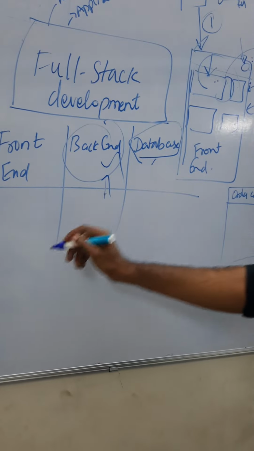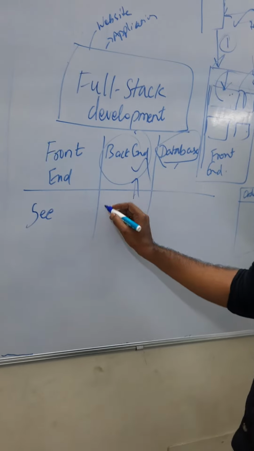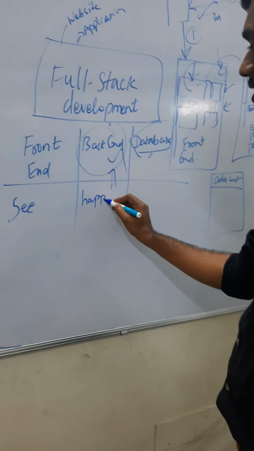So now we'll come to this one. What is the front end? Whatever you see is called the front end, and whatever happens at the back is the back end. When you click something, something is happening, right?